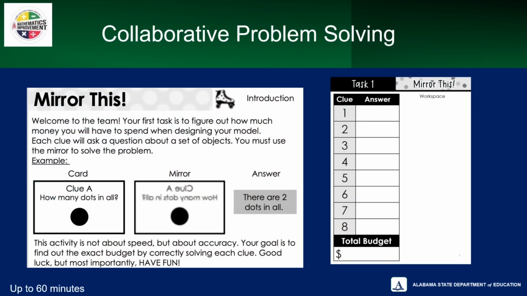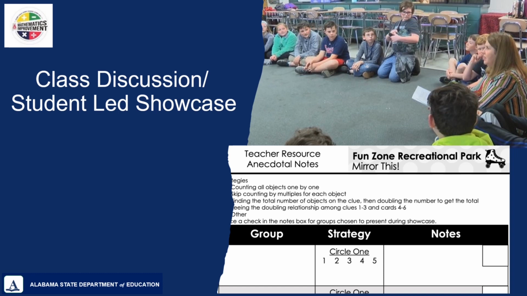As Avery asked in the video, the students will participate in an activity where they will need to follow clues to figure out the budget they will have for building the Fun Zone models. After the students figure out the budget, the teacher will then lead the group in a class discussion. After most tasks, there is a student-led showcase in which students will share their various strategies, and the teacher will sequence these strategies in a way that helps them reach the learning target.